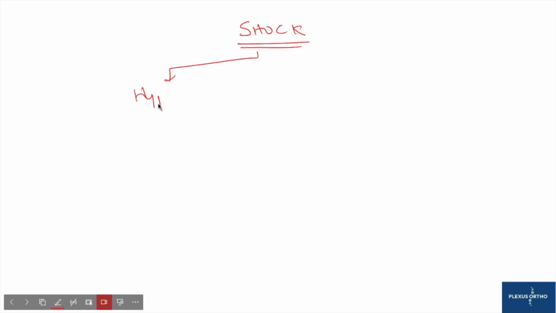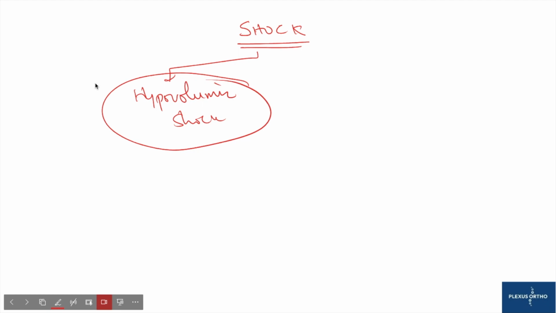It can be classified into hypovolemic shock, which we most commonly see in orthopedics. Hypovolemic shock means the volume, that is the blood volume, is reduced, and therefore this shock occurs. So hypo, reduced volume, hypovolemic shock.